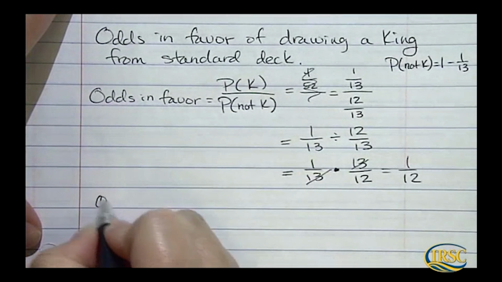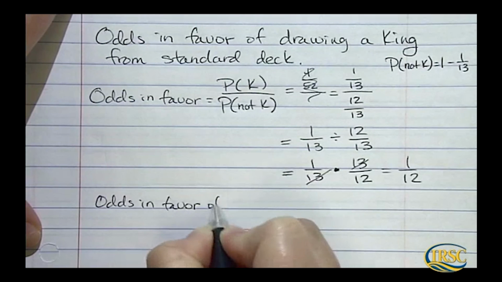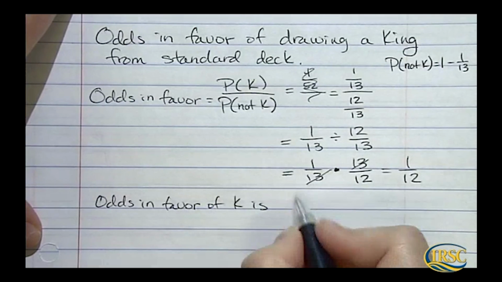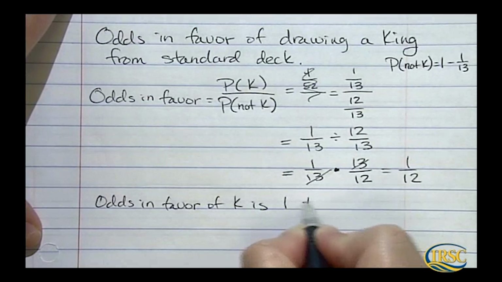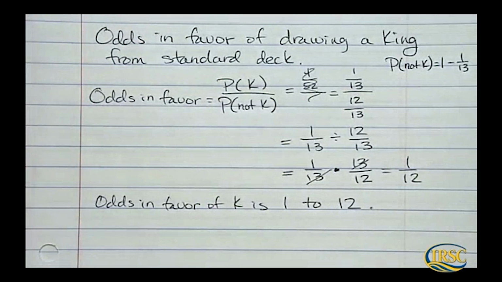So the odds in favor of a king is what? 1 to 12. Good. For every king that you can pick, there are 12 other cards that are not kings. That's really what odds are telling you.